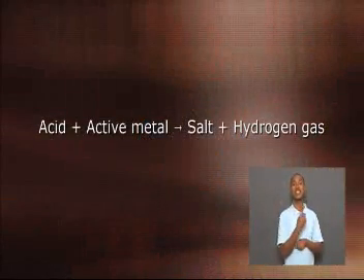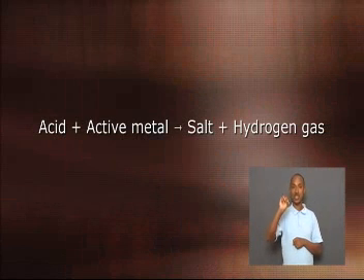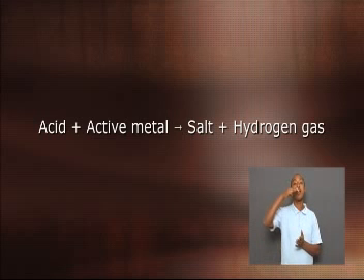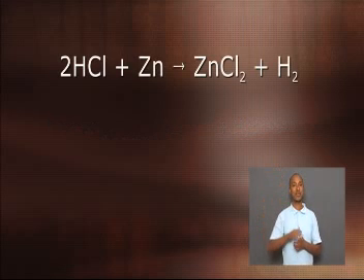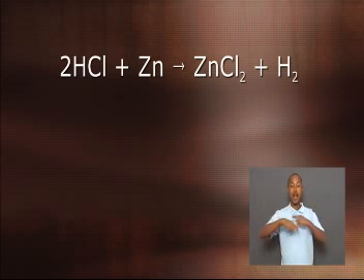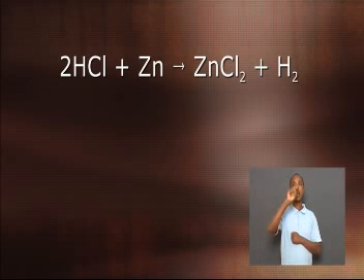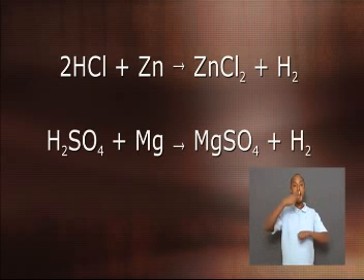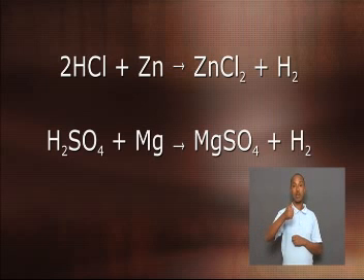When dilute acids react with active metals, such as magnesium, zinc, and iron, salt is formed and hydrogen gas is liberated. As you can see here, when hydrochloric acid reacts with zinc, zinc chloride and hydrogen are formed. When sulfuric acid and magnesium react, magnesium sulfate and hydrogen are formed.